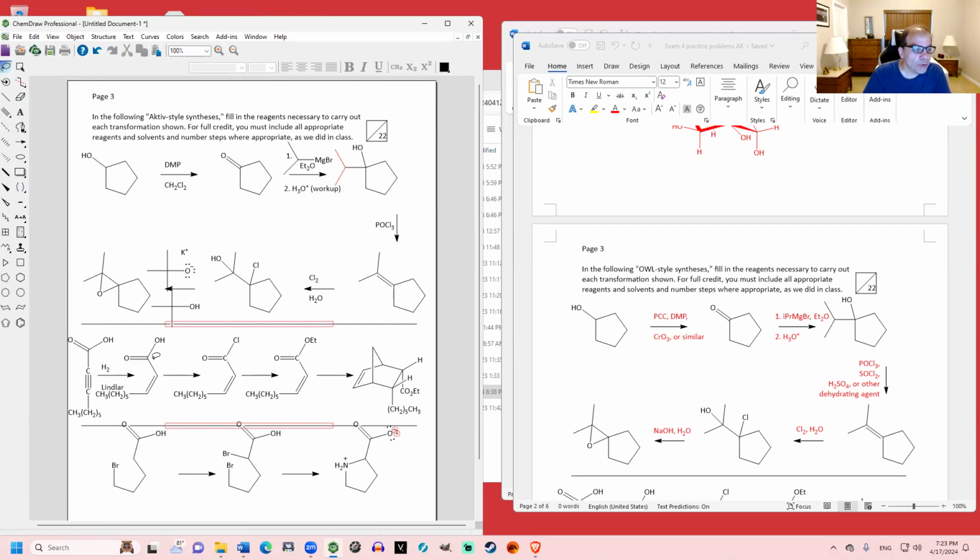And then we're changing the carboxylic acid to an acid chloride. The reagent that does that is thionyl chloride, SOCl2.